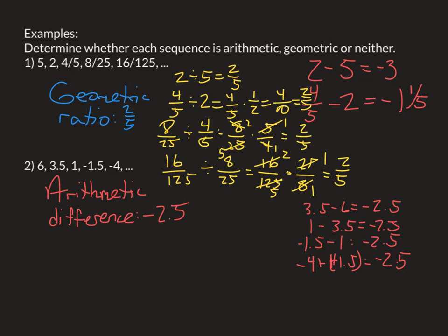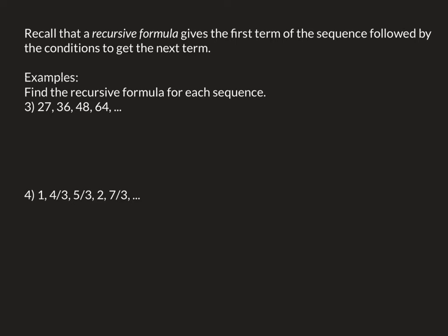All right. Let's talk about how we can express these in formulas. A recursive formula gives the first term of the sequence followed by the conditions to get the next term. So in number 3, we have the sequence given to us 27, 36, 48, 64. If I were to check to see if it's arithmetic, 36, take away 27, that's 9. Let's do the next one, 48, take away 36. That's going to be 12. So it's not arithmetic.